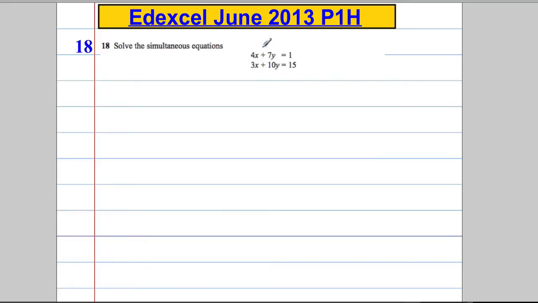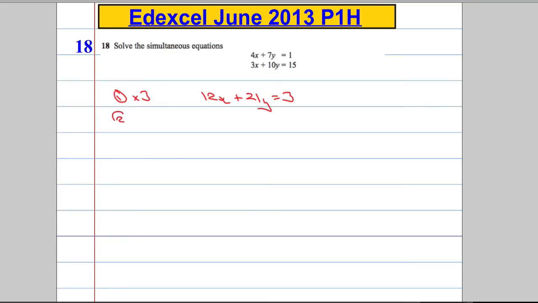Alright, so we've got to solve these equations, and the usual method to solve a simultaneous equation is a process called elimination. Now, in order to eliminate one of the variables, the x's or the y's, I need to make sure that the number in front is the same. So the top equation, if I times everything by 3, I'm going to get 12x plus 21y equals 3.